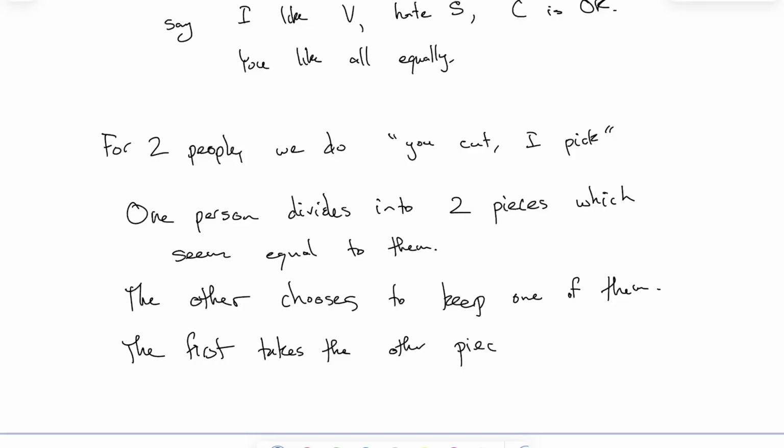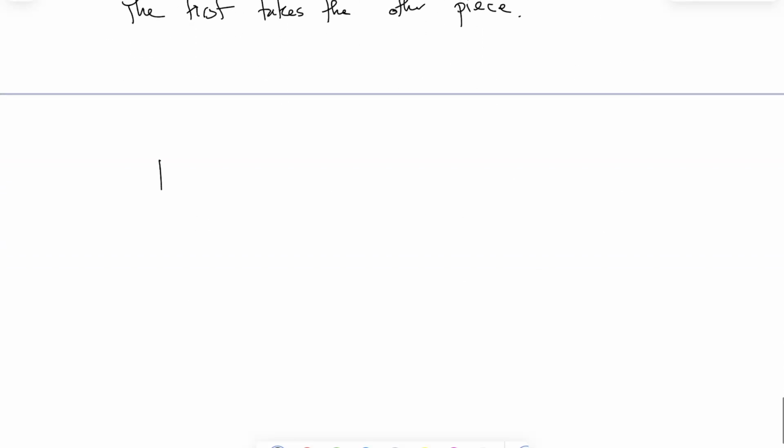I cut, you pick, or you cut, I pick. This is how we were always instructed to share things when I was a kid with my sister. All right? One person divides into 2 pieces which seem equal in their opinion. The other person chooses to keep one or the other of them. And then the first one gets to take the one that was not chosen. All right, so can we just try this same example and see what would happen?